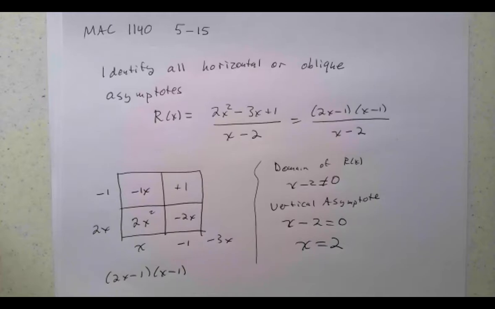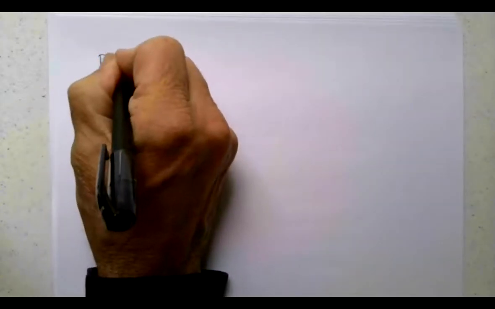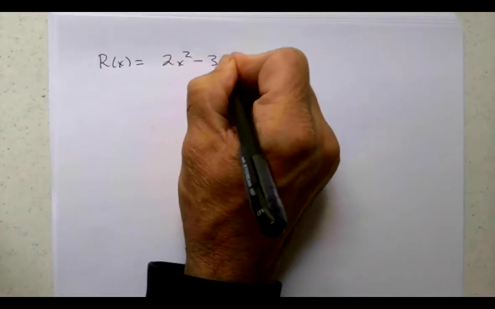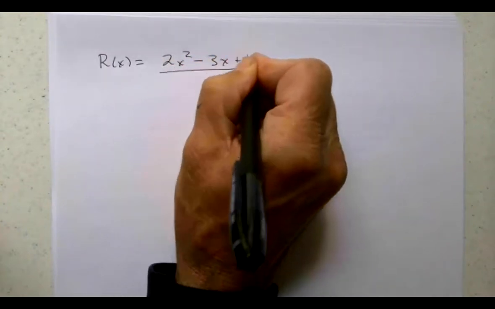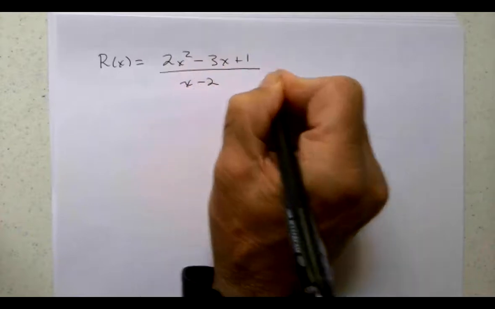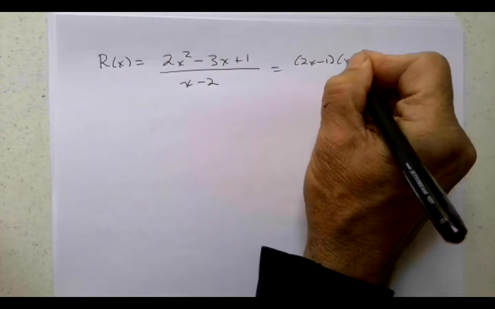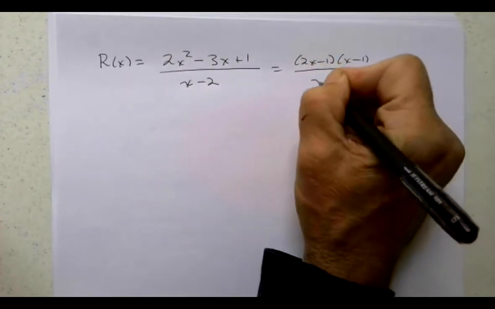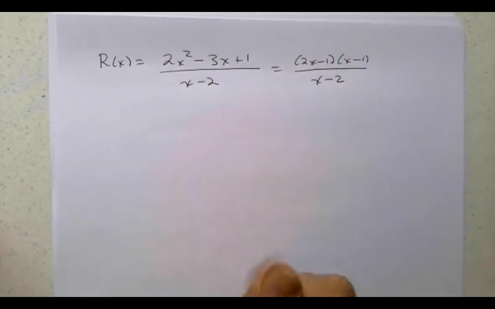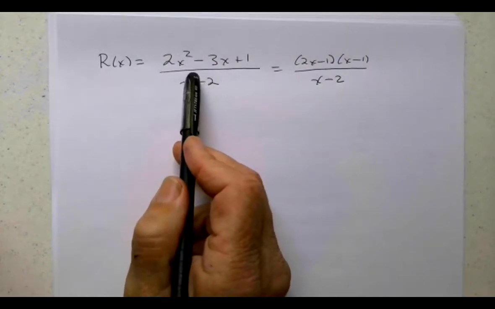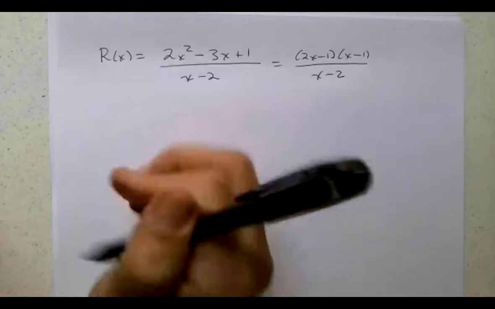Now, what about horizontal or oblique asymptotes? So we have r of x equals 2x squared minus 3x plus 1 over x minus 2 equals 2x minus 1 times x minus 1 over x minus 2. Now, we look at the degree of the top is 2, the degree of the bottom is 1. So if that's the case, there is no horizontal asymptote.